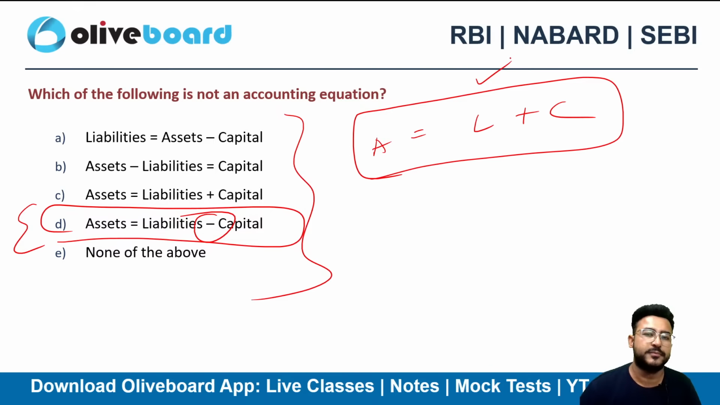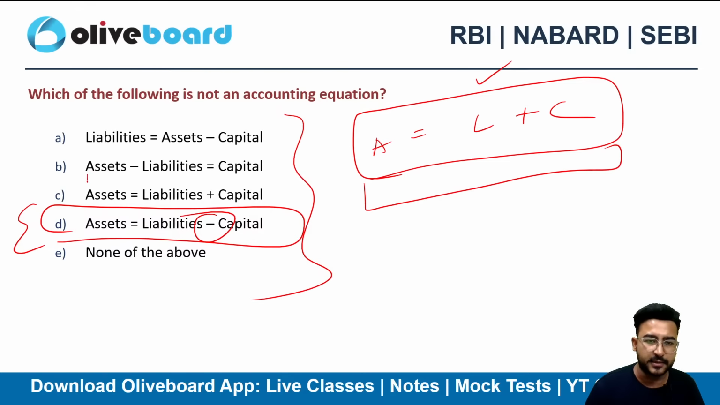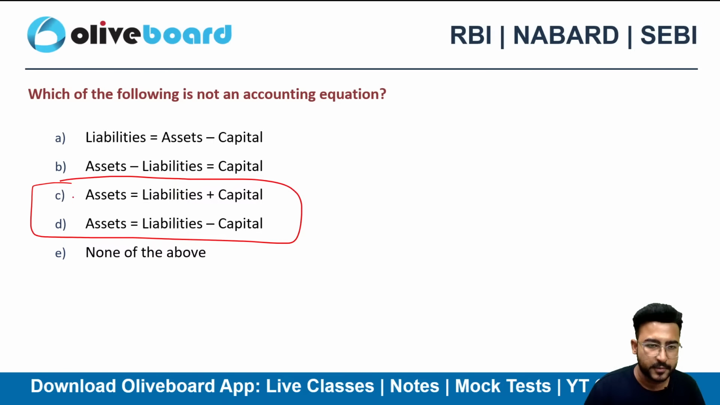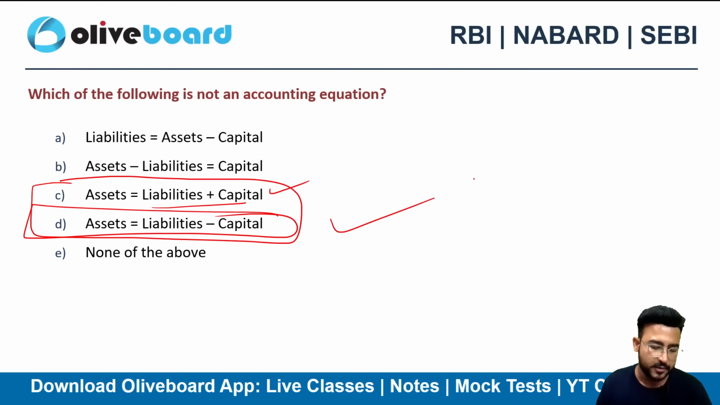But you need to look for those options that have the same structure. Asset is equal to, so I am having two options here, C and D. Now asset is equal to liability plus capital, this is correct. Asset is equal to liability minus capital, I directly came to the conclusion that option D is incorrect. Otherwise, in these kinds of questions, your time will be wasted. So look for the direct structure.